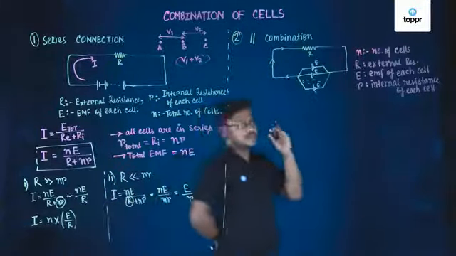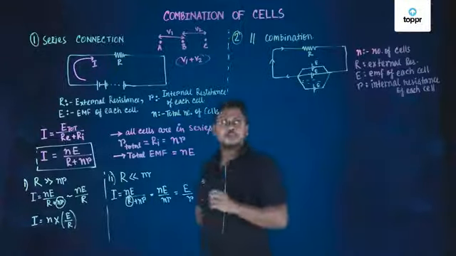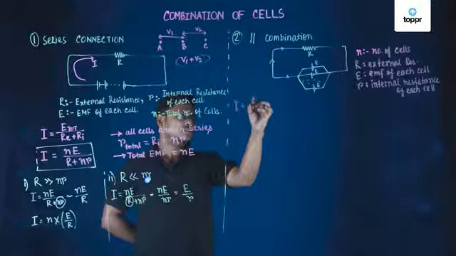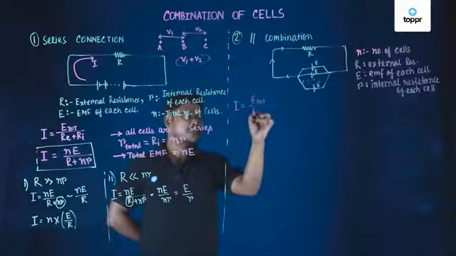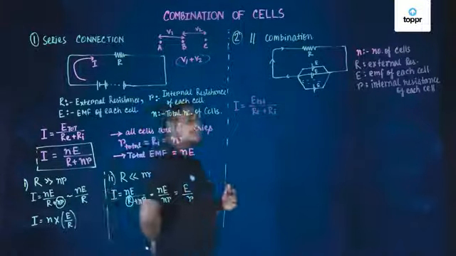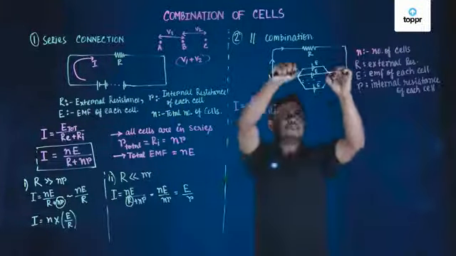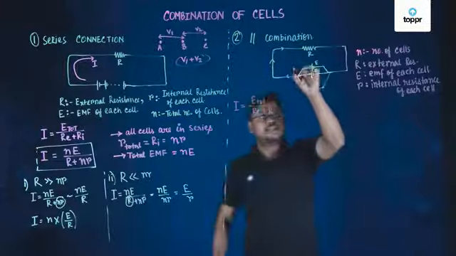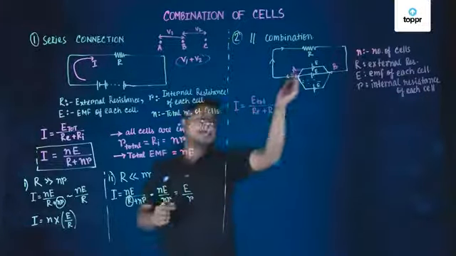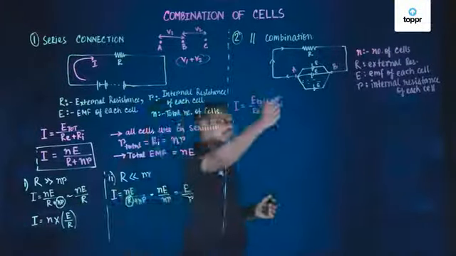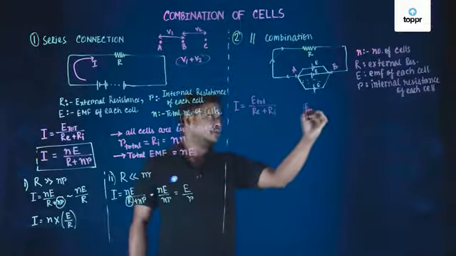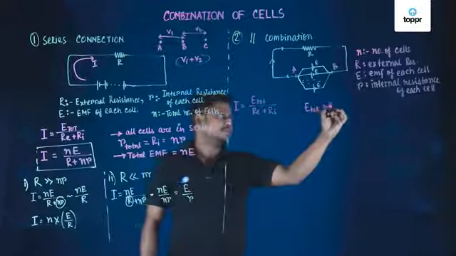Now the problem in this expression is also the same, that we have to find the current that is flowing through the external resistance R. So in this particular expression, I equals total EMF divided by total external resistance plus total internal resistance. See the EMF between these two points, if I say this point is A and this point is B, the potential difference between these two points will be capital E only, as they are all in parallel connection. So we can write E total equals E.